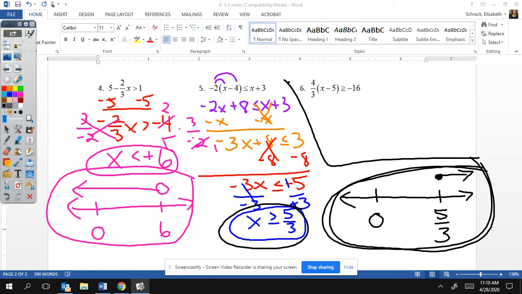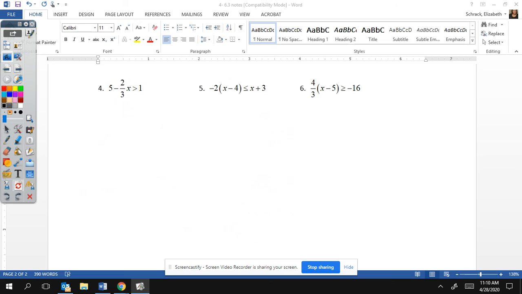Okay, I'm erasing first number 6. Okay, number 6. So there are 2 ways of going about number 6. We could distribute the 4/3 into the x minus 5. But if you recall, 4/3 is a fraction. We could also flip it to move it to the other side.